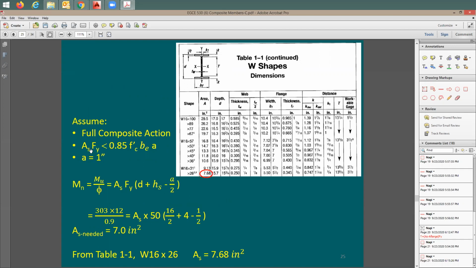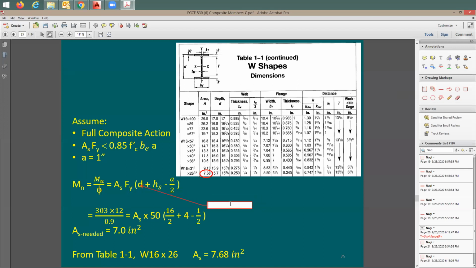Now, how much is phi Mn in a composite beam? How do you do it? You say phi Mn is going to be equal to the tension force, which is controlling your analysis, not the compression force, applied by d, the depth of the beam, plus hs minus a over 2. Is this correct? Is this equation okay with you guys, or is something wrong with it? Anything wrong with this equation?